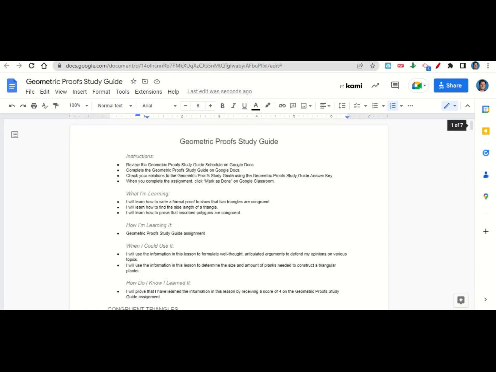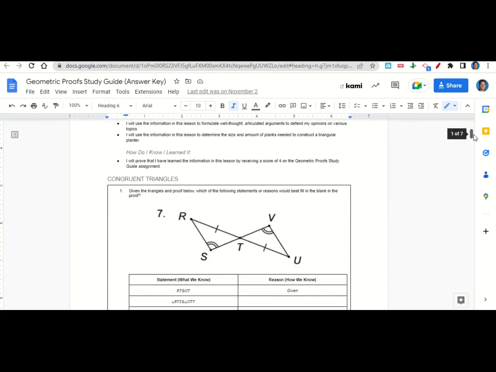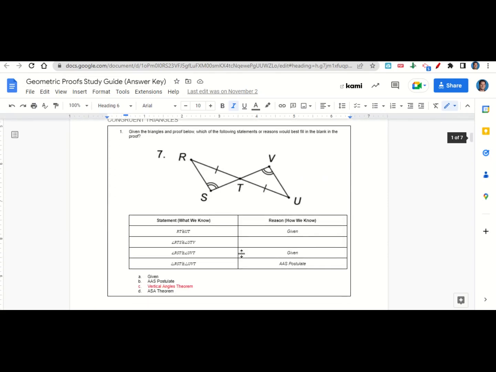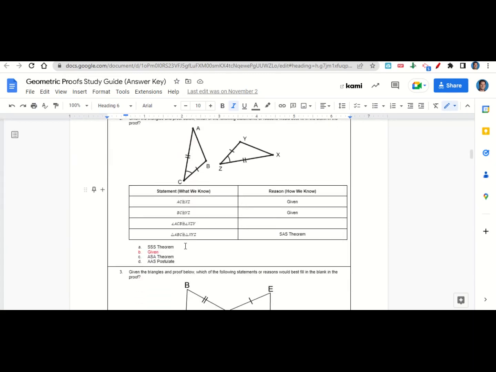Now, once you've answered all the questions, go ahead and go to your answer key, and you can check your work. So we can see that we said that the first one was C, and that's correct. And we said the second one was B, and we can see that one's correct as well. So you can use the answer key to check all of your work.